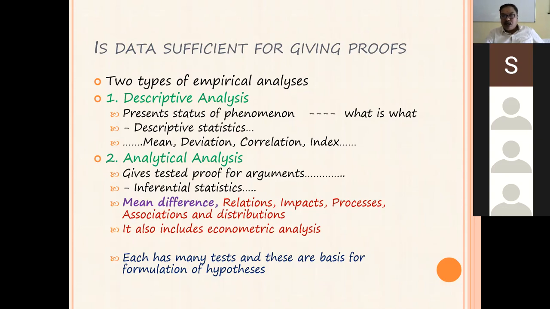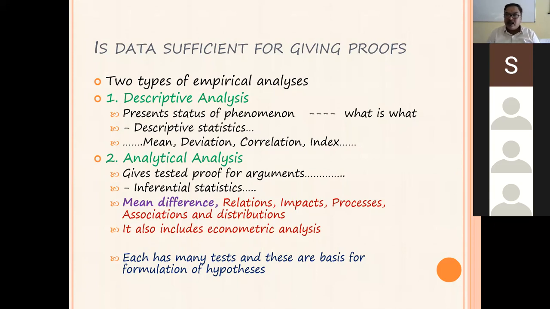In statistics, we have two types of techniques. One is descriptive techniques like mean, deviation, correlation, and the other is inferential statistics. Under the inferential statistics, we have mean difference tests, relation tests, impact tests, processes, associations, and distributions. It also includes, for those who have studied economics, econometrics. So the analytical analysis includes both inferential statistics as well as econometric analysis.